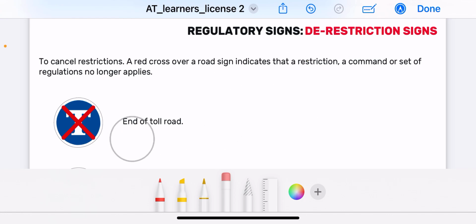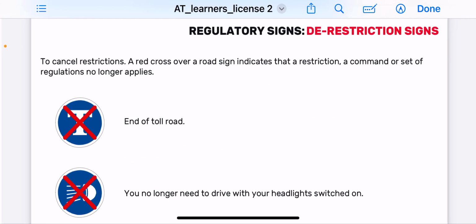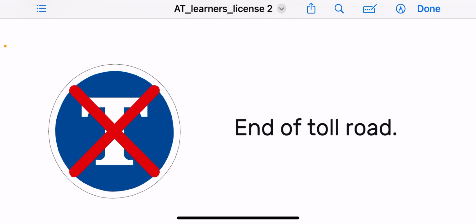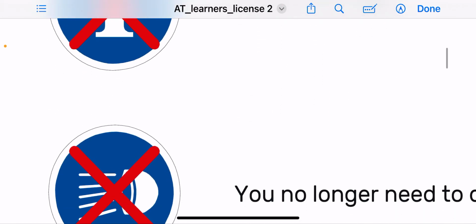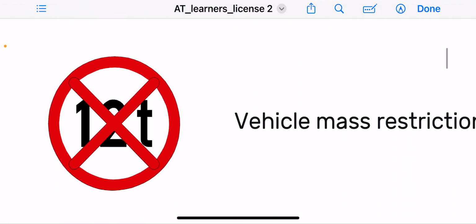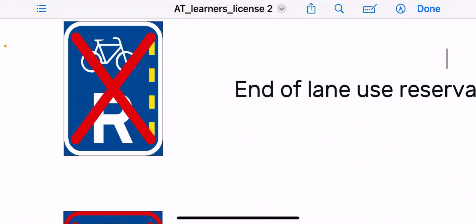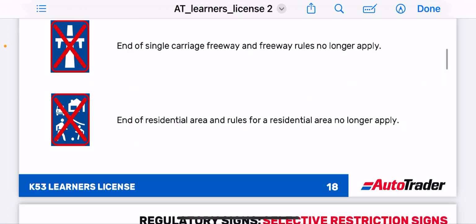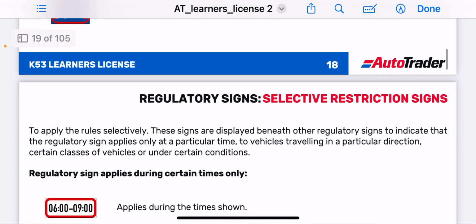Okay? So we spoke about this under command signs. Once you see the cross, that means it does not apply anymore. This does not apply anymore. That does not apply anymore. Okay? That's it.